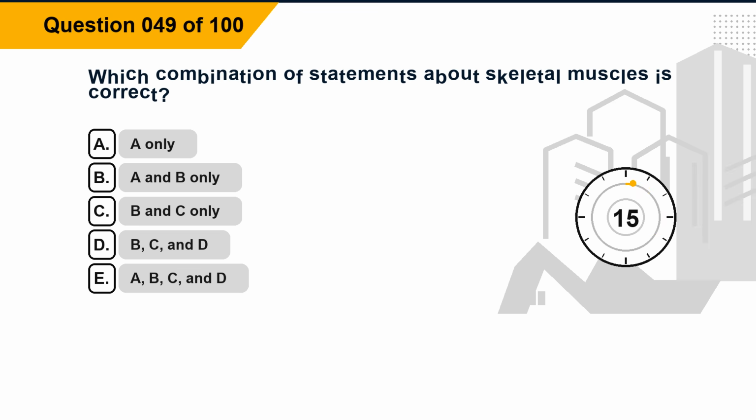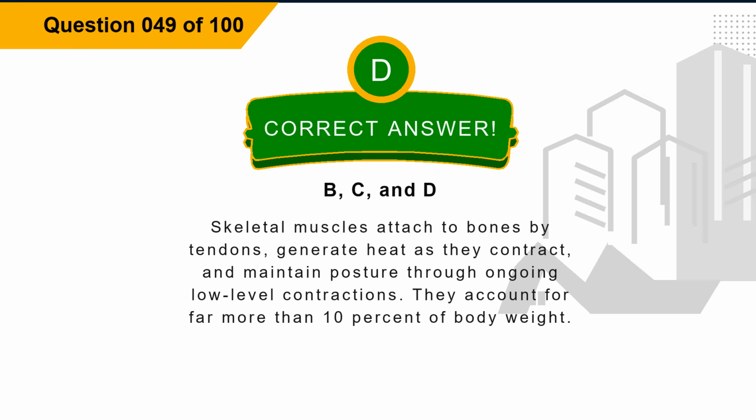Question 49. Which combination of statements about skeletal muscles is correct? Option A only. Option B, A and B only. Option C, B and C only. Option D, B, C, and D. Option E, A, B, C, and D. The correct answer is option D, B, C, and D. Explanation. Skeletal muscles are attached to bones by tendons, generate heat as they contract, and maintain posture through ongoing low-level contractions. They account for far more than 10% of body weight.